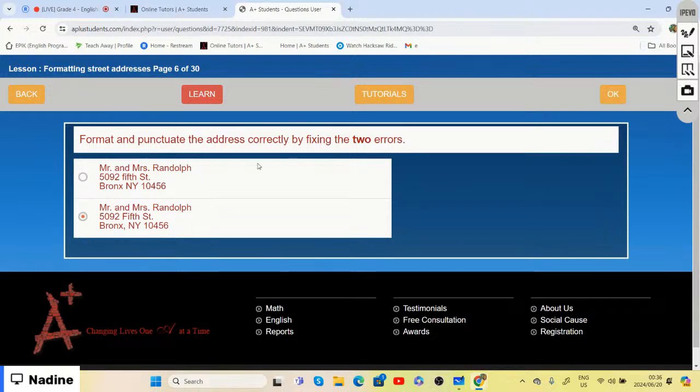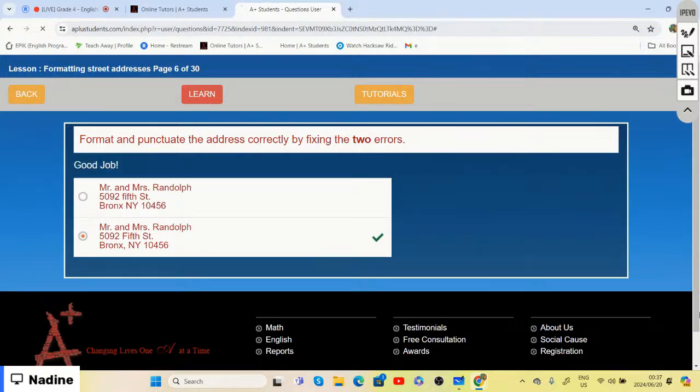Because the errors that we find in option one are that fifth is not capitalized, it should be Fifth Street, and next to the city Bronx you need to add a comma. So next to Bronx needs to be a comma. Those are the two errors in option one that we have identified, which means that our correct address would be option two. Again, well done. Option two is correct.